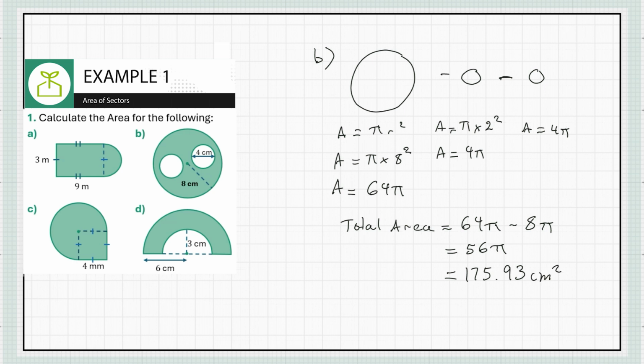So you can only do this when you're dealing with a circular shape and we're subtracting or adding other circular shapes. It doesn't work for when we're doing rectangles and other polygons that we use.